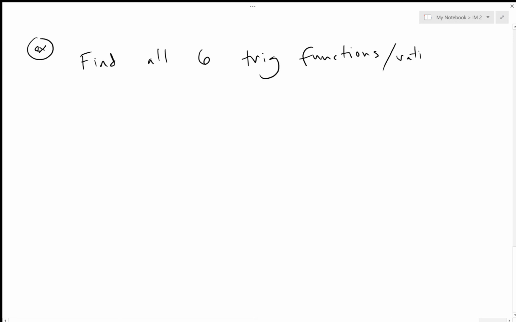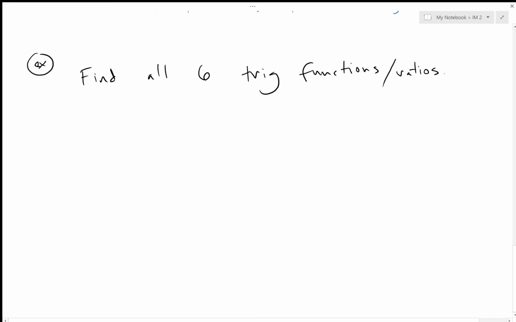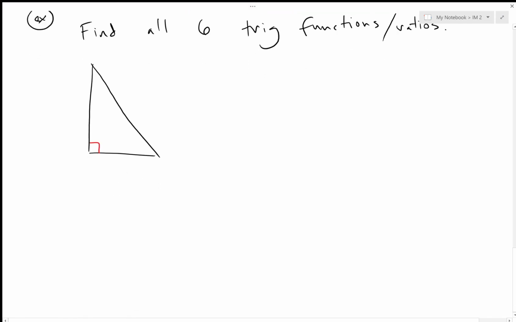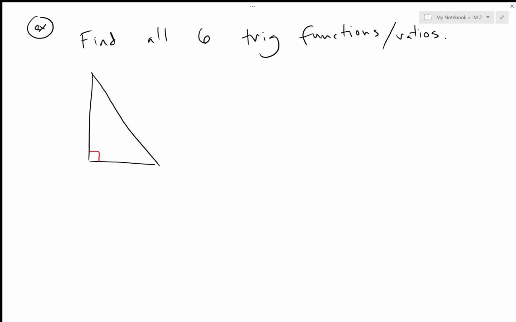This example is going to tell us to find all six trig functions, or trig ratios. But in order to do that, we need our triangle here. It has to be a right triangle. Now they're going to give us some sides on this, and they're actually going to give us all three sides. We've got a 3, a 4, and a 5.